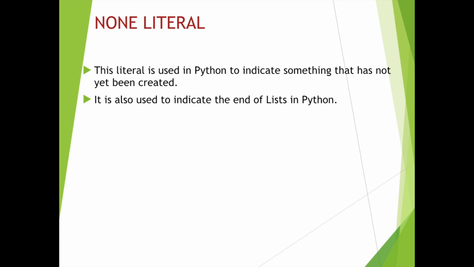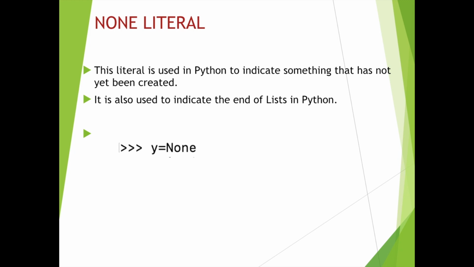There is a data type in Python which is known as list. List comes under collection of values. For indicating the end of a list also, the None literal is used. I will discuss more about list in the chapter on list. It will come at a later part of the syllabus. So, I will not discuss list here. Let me give you an example.